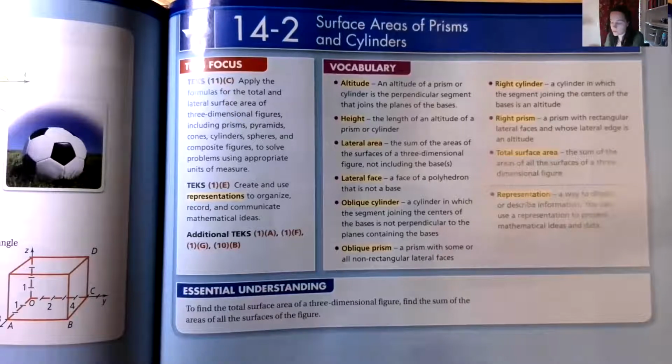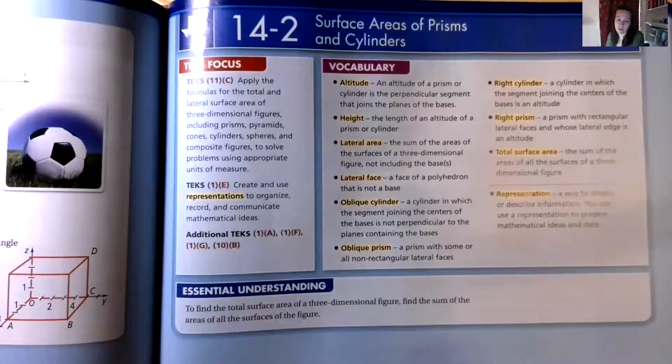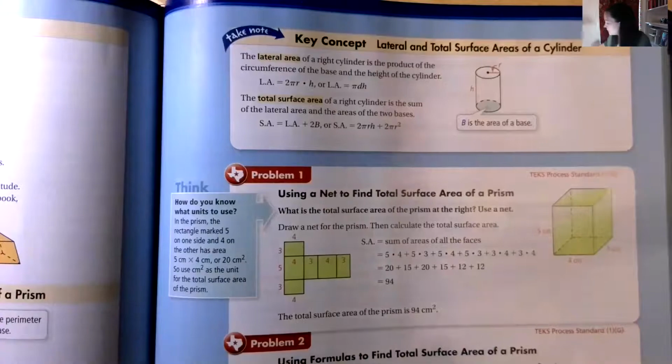The main thing from the essential understanding that you need to know from this unit is how to find the total surface area of a three-dimensional figure. And then also find the sum of the areas of all the surfaces of the figure. That, of course, is how you find the total area. Okay, so to get started with this chapter, always take note.